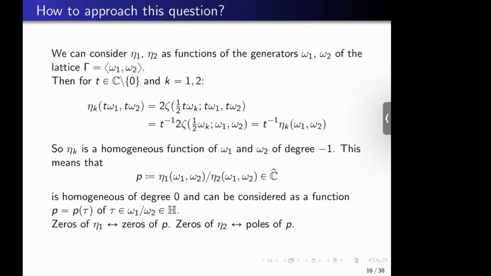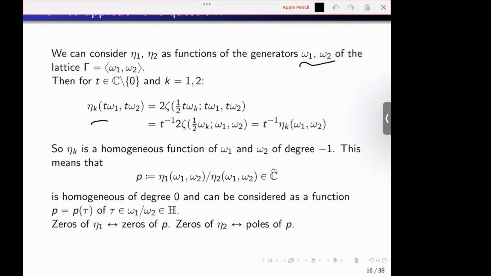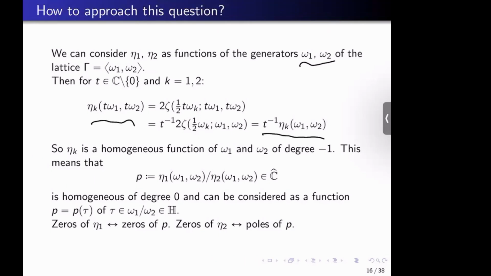And yeah, the basic way to approach this question is to take a closer look again at these quasi-periods, right? So as we discussed, the quasi-periods can be considered as functions of the generators of my lattice. And as we can see here from the simple computation, they are homogeneous functions of degree -1, right? So if you ever worked with homogeneous functions, then an obvious thing to do is look at ratios to make things homogeneous of degree 0. And this is what I'm doing.